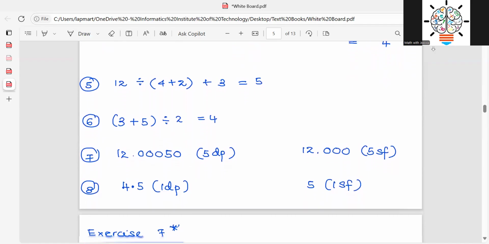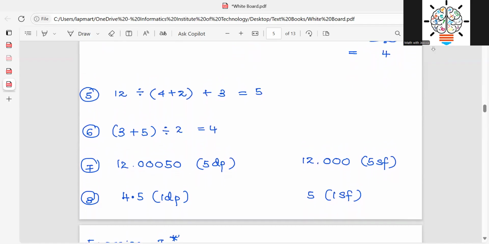And see whether you got the answers like this. Question number 5 and 6 are something you want to practice, children. So take the pencil, practice again and again, erase it, and work out where to put the brackets, practice it again and again and do it.